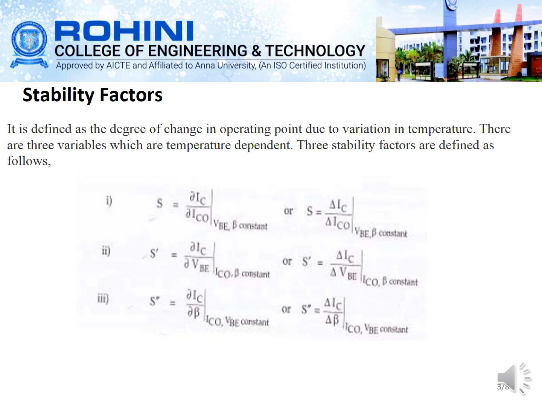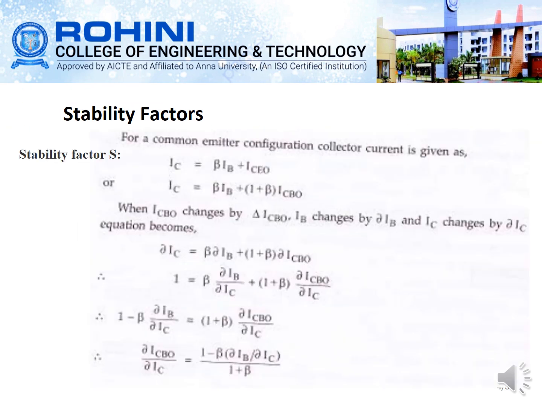Next, the stability factor S dash, which we write as the change in the collector current divided by the base emitter voltage when ICO and beta are constant, or del IC divided by del VBE with ICO and beta constant. S double dash is the change in the collector current divided by the change in beta, when ICO and VBE are constant, or S double dash is equal to del IC divided by del beta. So in the case of stability factors, we are going to find three cases: S, S dash and S double dash.